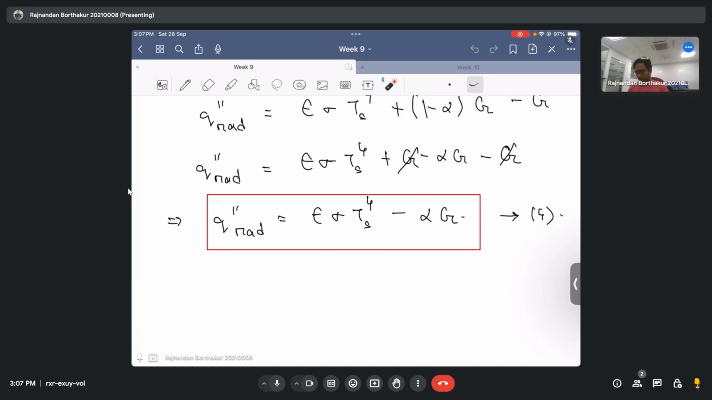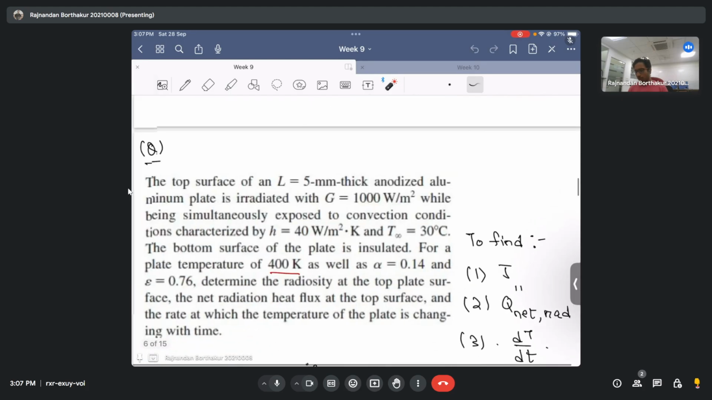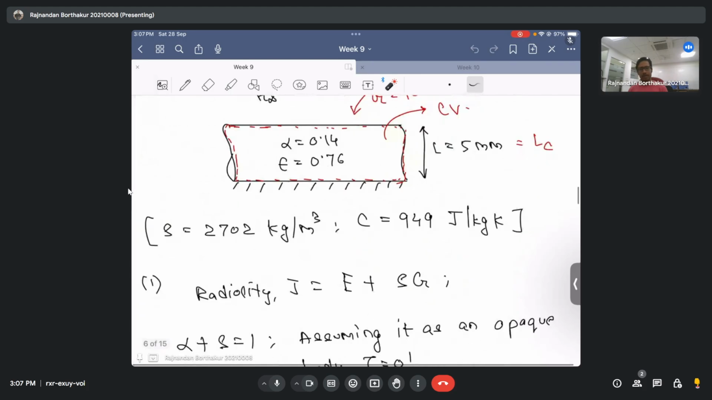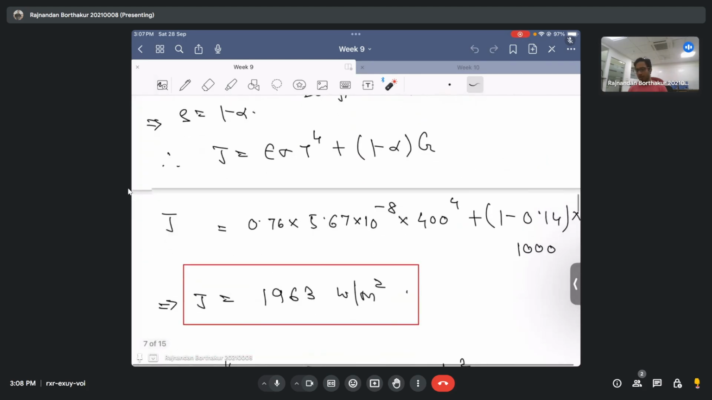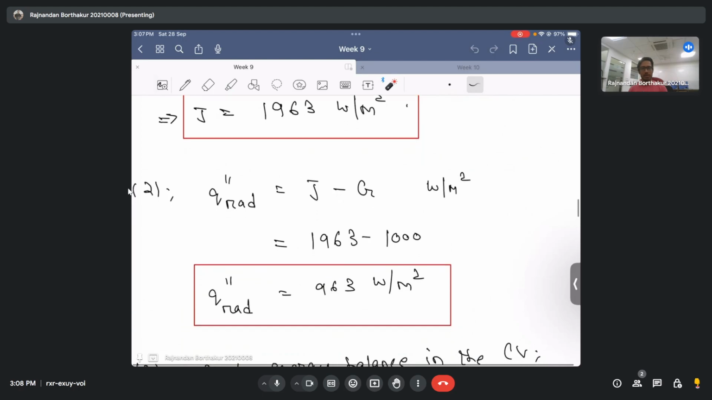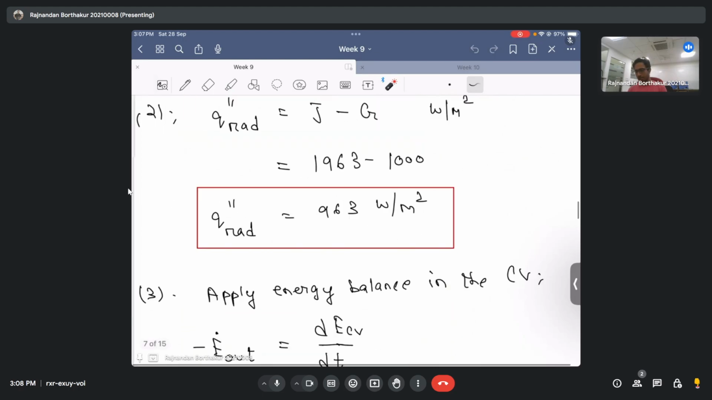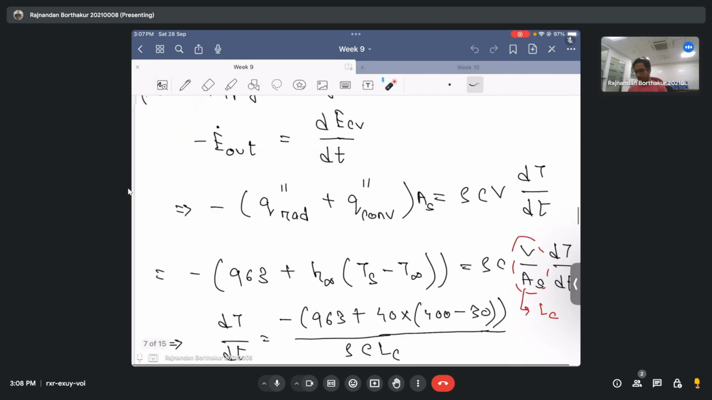Okay. So with this, we move on to solving a problem involving these radiation fluxes. We'll not go into the nuances of this problem because we have already seen it in the last class.